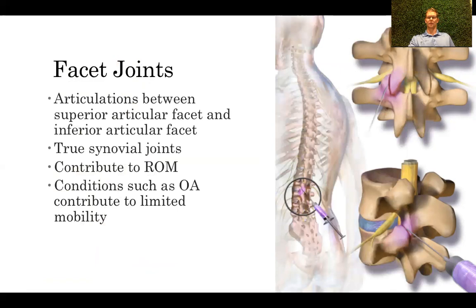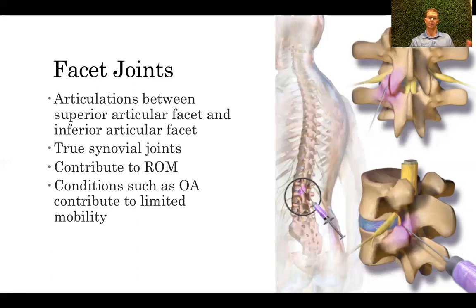So the facet joints. As I talked about earlier, from every superior and inferior vertebrae, those match, and this allows for the normal arthrokinematic movement. These are true synovial joints. So there's a joint capsule that surrounds these, and it's lubricated by synovium. So they typically have that nice synovial layer, which minimizes friction and allows for smooth motion.